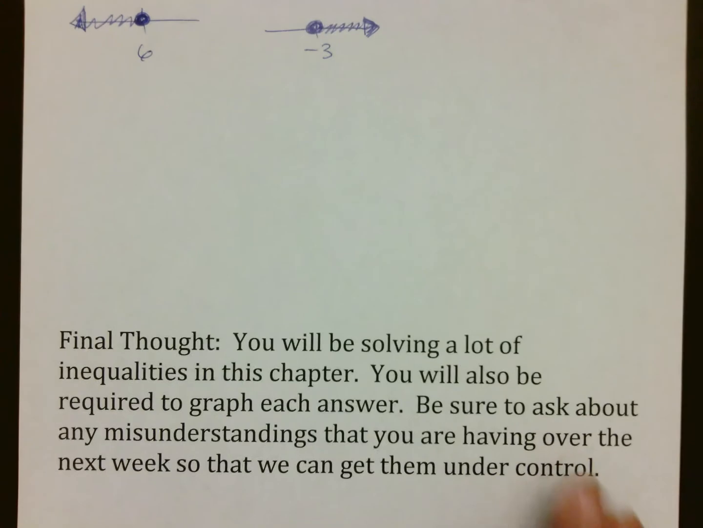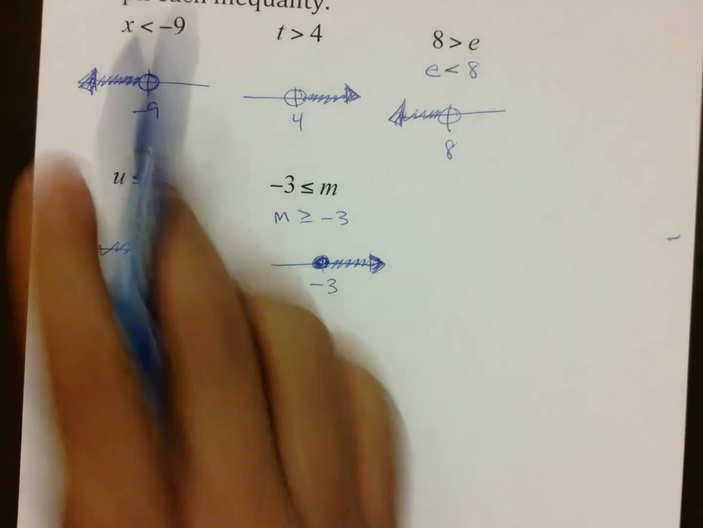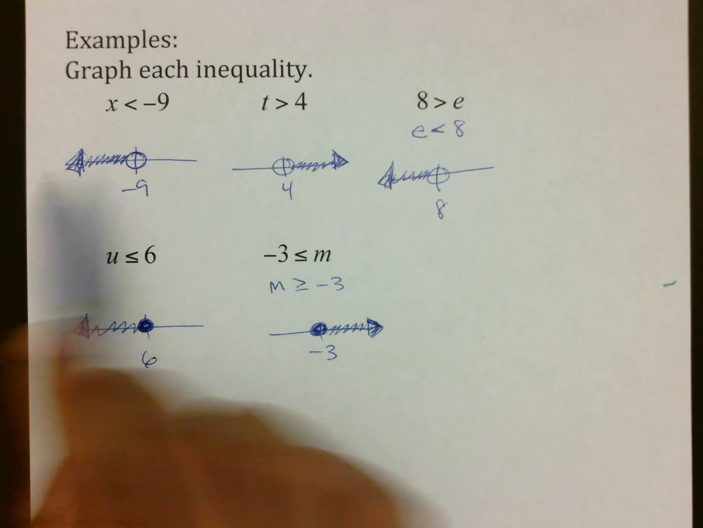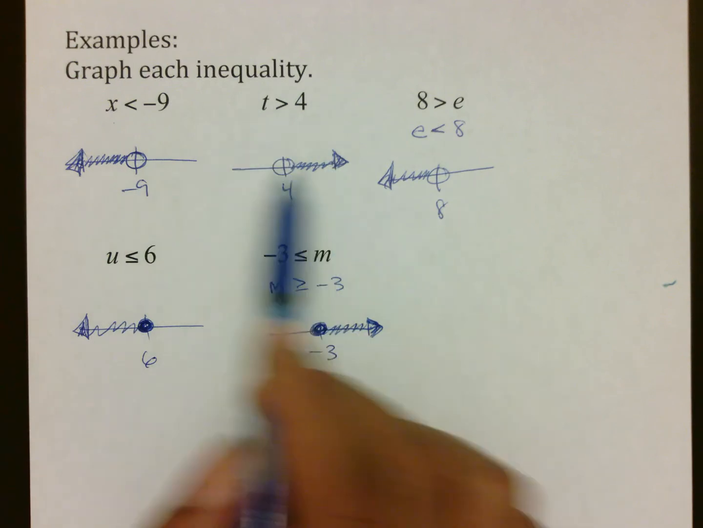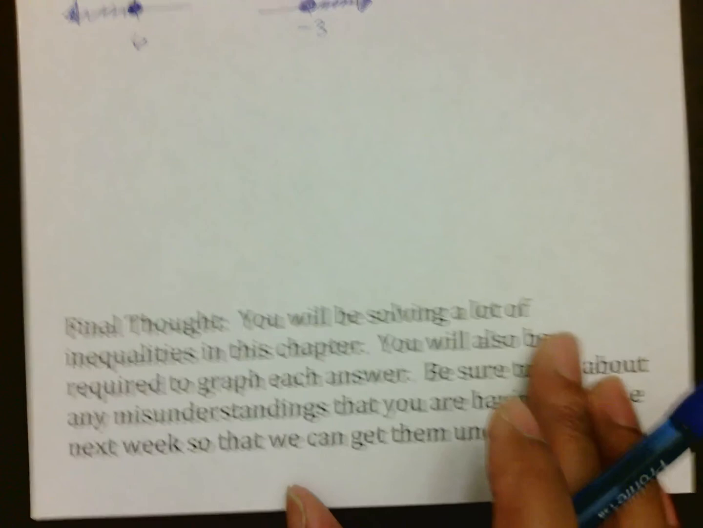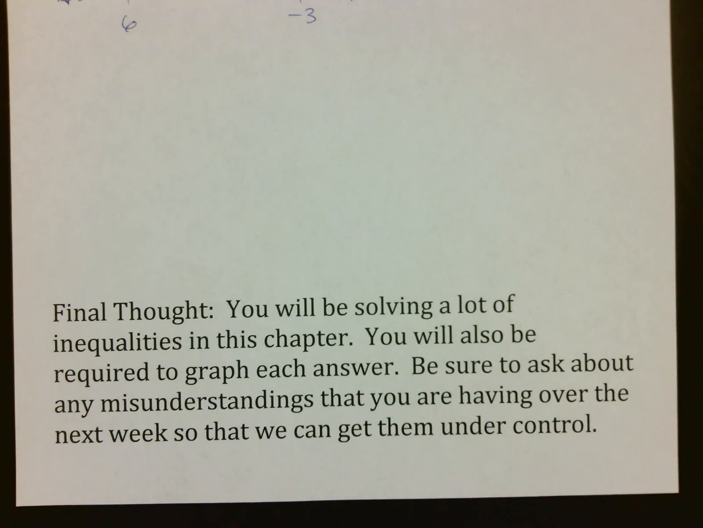So again, we'll work on that a little bit and make sure you kind of get that down, but just be ready for that. In terms of the final thought, you are going to be solving a lot of inequalities this chapter. I told you that solving was going to be important to you last chapter, especially in this one. But you're also going to have to graph your answers. So once you get down to the answer where it says x is less than 9, you're going to have to also graph it. Once you get down to t is greater than 4, you're going to have to graph it also.